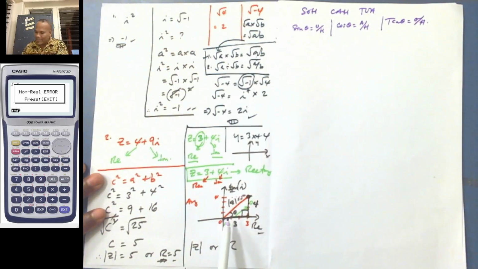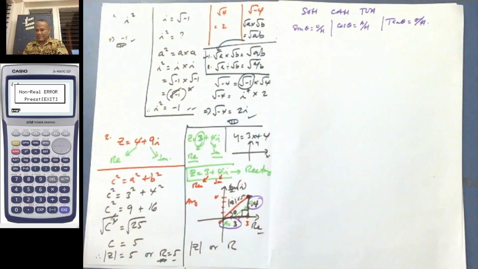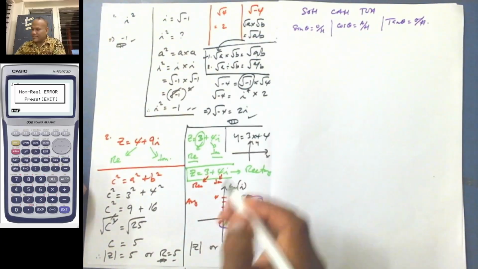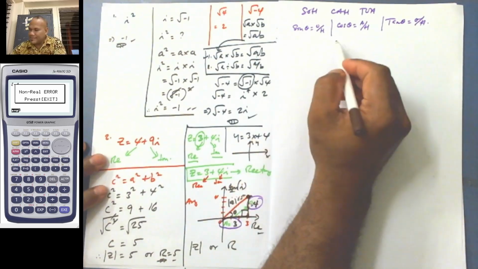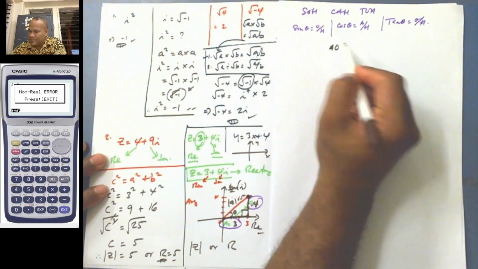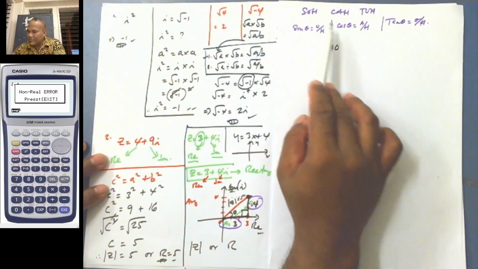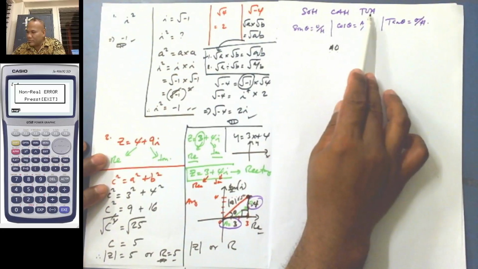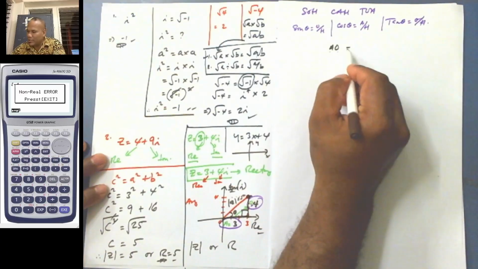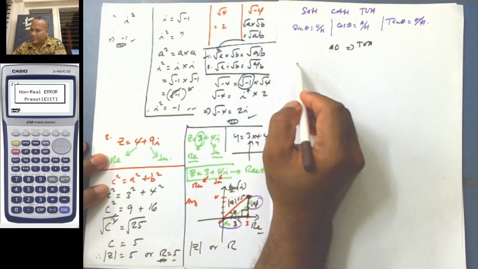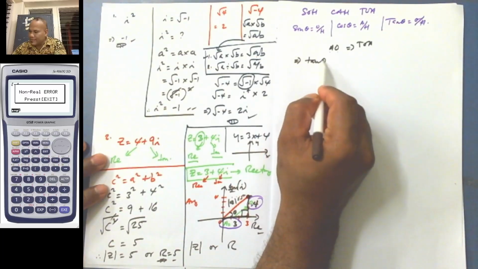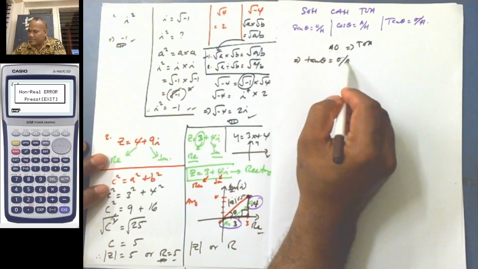Let's identify the angle. What are the values given to us? The values given to us are our adjacent and our opposite. So adjacent and opposite, A and O. Which word does it form? It forms the word TOA. So I'll use tangent theta equals opposite over adjacent.